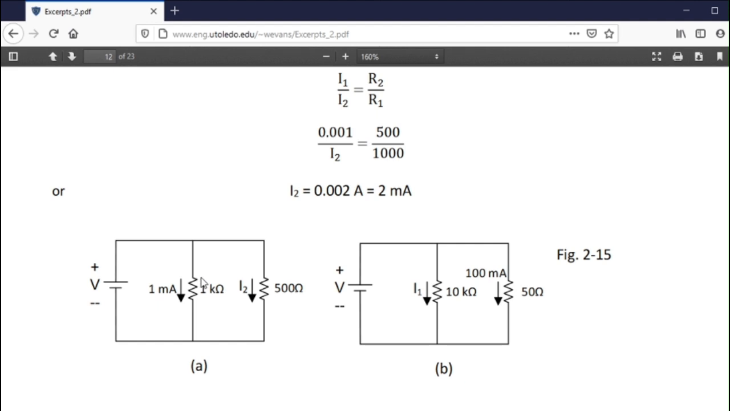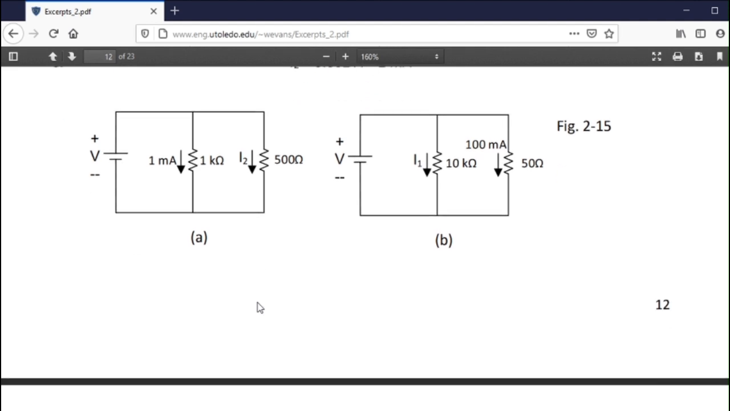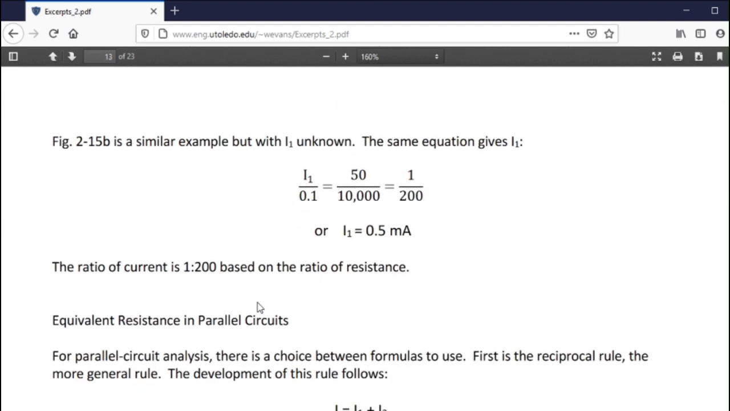And here I can find I2 by the mere fact that I've not been given the voltage, but I've been given the current through this one and the resistance, so that's the voltage there, so the same voltage is across here, and I can go back and find I2. But I'm getting down to my equation. I want an equation for how to combine parallel resistors. All right?